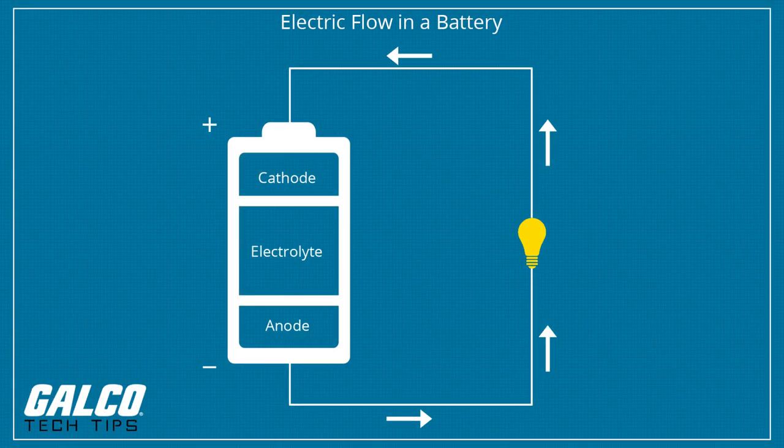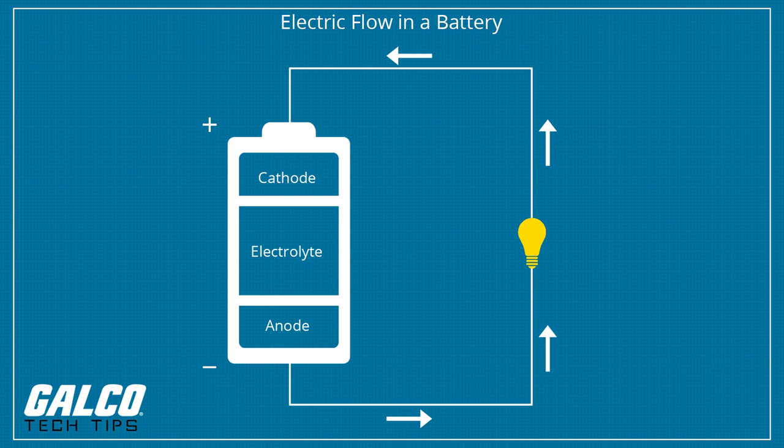There are three main components of a battery: two terminals made of different chemicals, typically metals, the anode and the cathode, and the electrolyte, which separates these terminals. The electrolyte is a chemical medium that allows the flow of electrical charge between the cathode and anode.